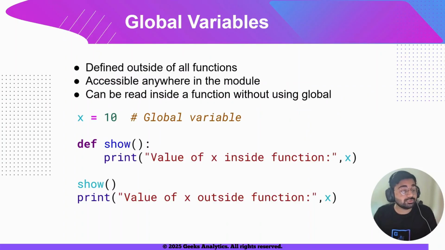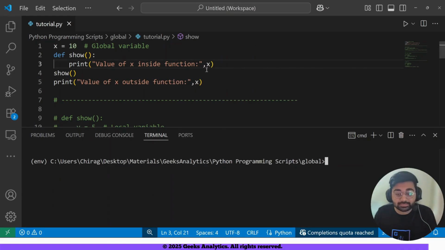So first, talking about the global variables, a global variable is one that exists outside of all the functions and in our main script. It can be accessed anywhere in the module, in your Python script, and this can also be read inside a function without using the specific global keyword. So taking the example of this, let's say I'm writing x equal to 10 outside of the function in my script. This will be turned into a global variable for my overall script.